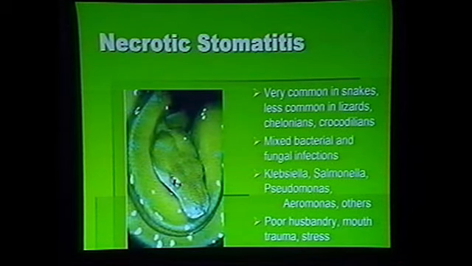Necrotizing stomatitis is very common in snakes, less commonly seen in lizards, chelonians, and crocodilians. Mixed bacterial and fungal infections are common. Many different kinds of organisms are isolated from these lesions, usually a combination of coliforms and Pseudomonas admixed with fungal agents, such as Fusarium. These conditions are almost always associated with poor husbandry, mouth trauma, or stress.